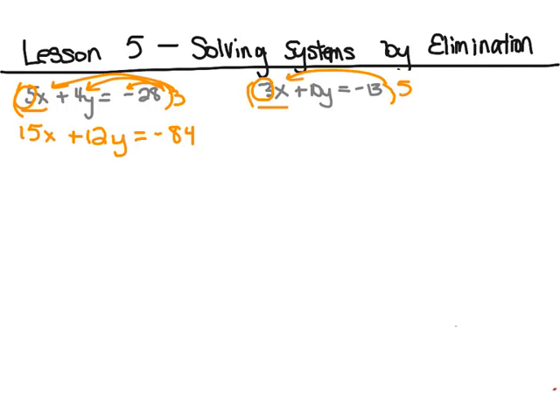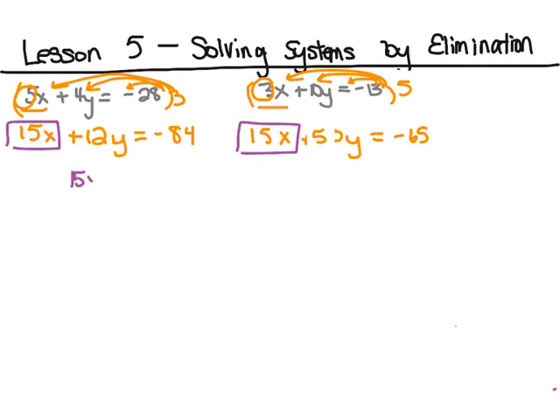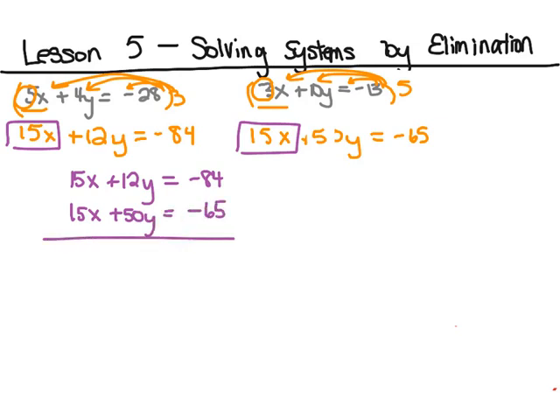Same thing here. Distribute in. 5 times 3 is 15x plus 30y is equal to negative, just kidding, 50y equal to negative 65. So there are our two equations. Now we have a 15x and a 15x, so we'll rewrite them. 15x plus 12y equals negative 84. 15x plus 50y is equal to negative 65. And to make this 0, we have a 15 and a 15. We have to subtract them.